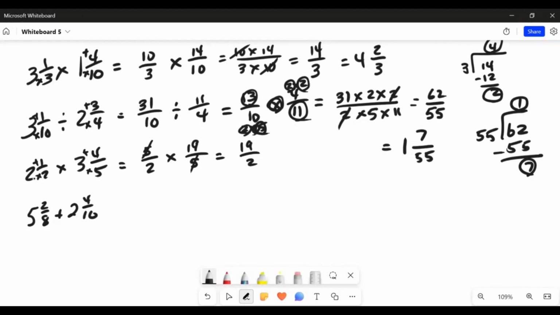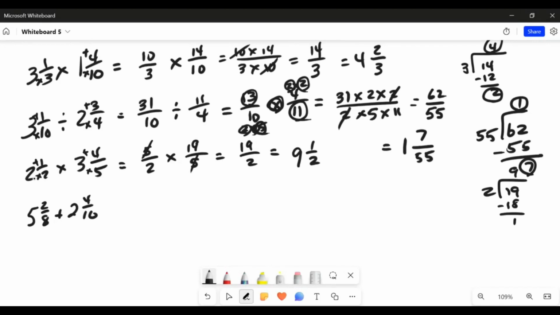We're left with 19 over 2, and 2 will go into 19. 9 times 2 is 18. So we end up with 9 and 1/2.